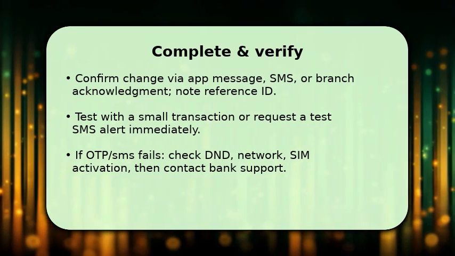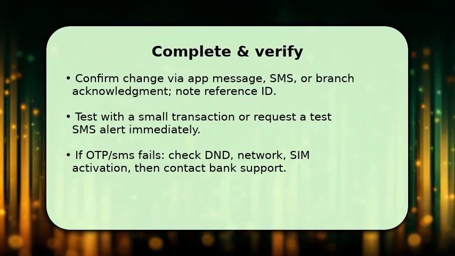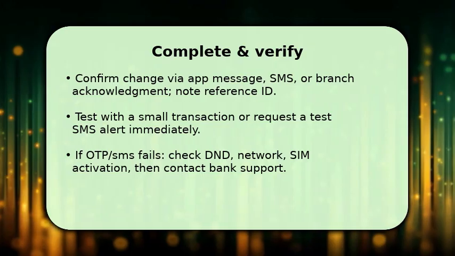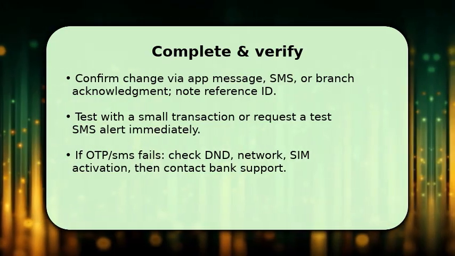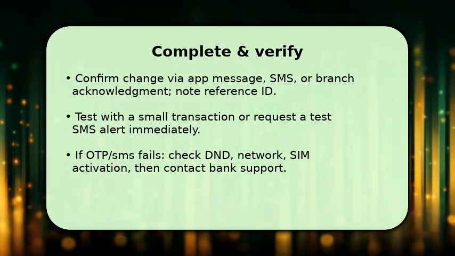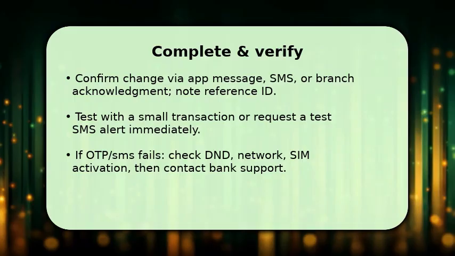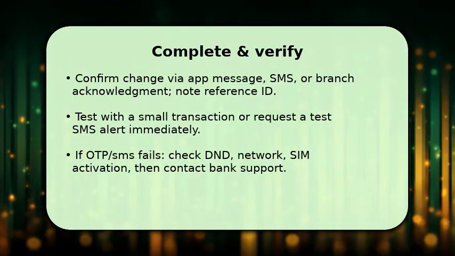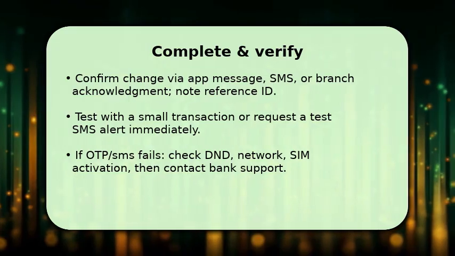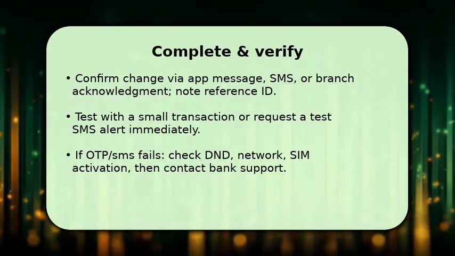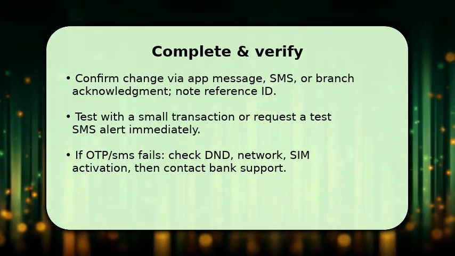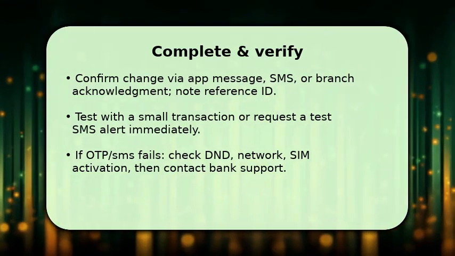You finish by confirming the update and verifying notifications. The bank will send a confirmation SMS and show the change in your app. Save the reference ID. Once updated, perform a low-value transaction or trigger a balance SMS to confirm alerts reach the new number. If SMS or OTP does not arrive, check DND settings, SIM activation, and network, then call bank support with your reference ID. If problems persist, visit a branch with ID and the reference to resolve it quickly.